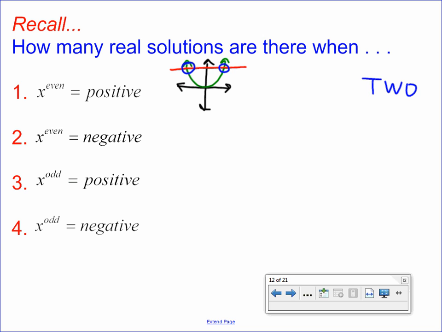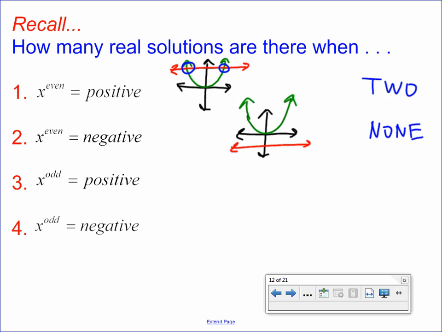Contrast that with an even power function set equal to a negative constant. So now we've got our even integer power function, just like before, but we're setting that equal to a negative constant. Now, how many real solutions do we expect to see for number 2? Olivia? No real solutions, so 0 real solutions.